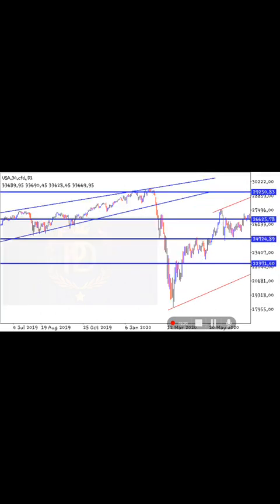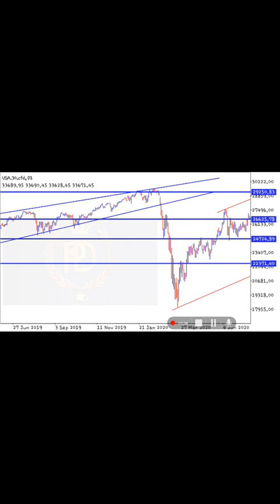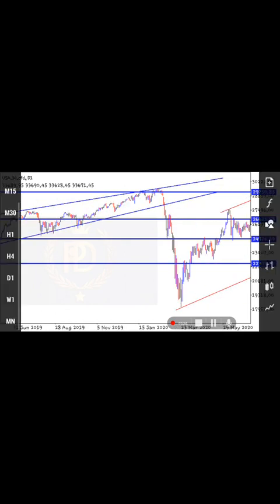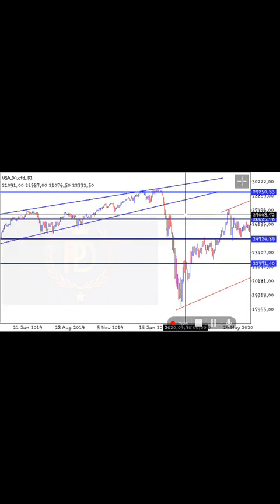Basically, let me just switch back to my candlestick charts. As you can see, this was a perfect entry for a sell. Perfect entry for a sell.